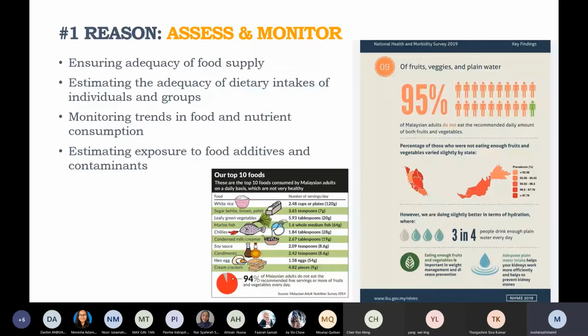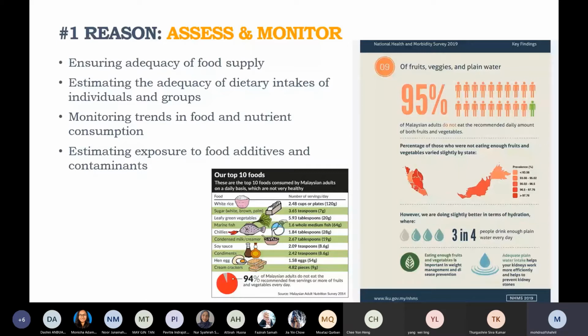You can identify the top 10 foods which are consumed by Malaysian adults on a daily basis. You have a figure there, and then you can also know the percentage of individuals adhering to dietary guidelines. An example here is on fruits and vegetables. So 95% of Malaysian adults do not eat the recommended daily amount of both fruits and vegetables. So how do they know that? By assessing dietary intake.